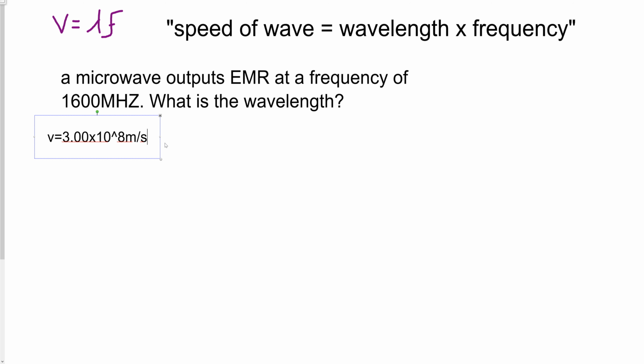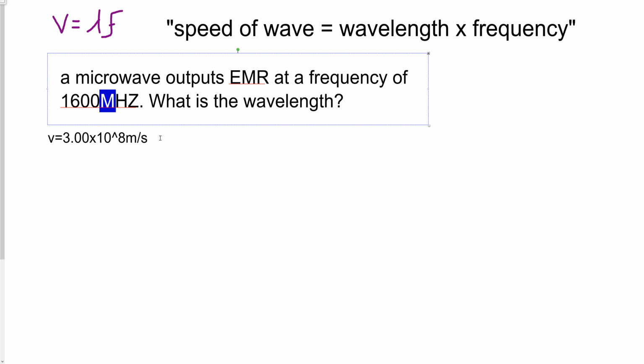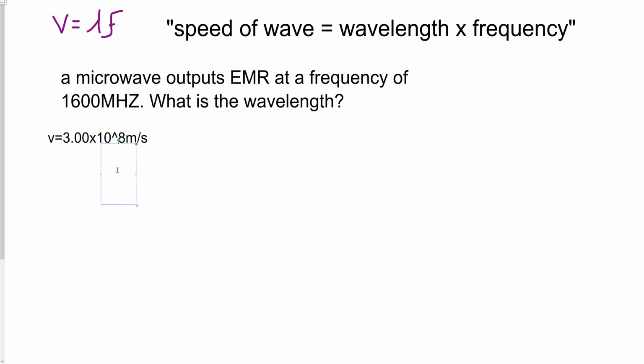We also know the frequency. And whenever you see big M like this, a mega, that means a million of something. So what does it really mean for us? It means 1600 times 10 to the power of 6. Why 10 to the power of 6? Because that's a million. So this is 1600 megahertz.